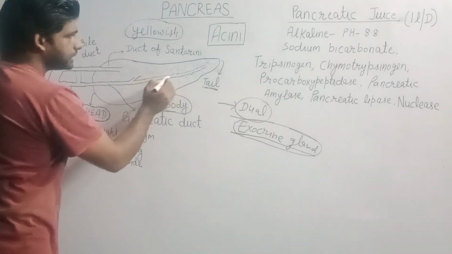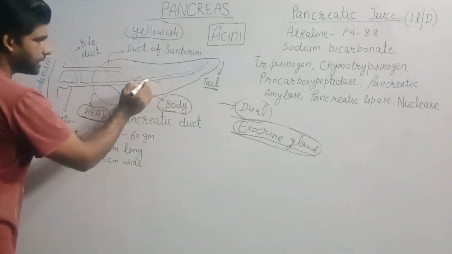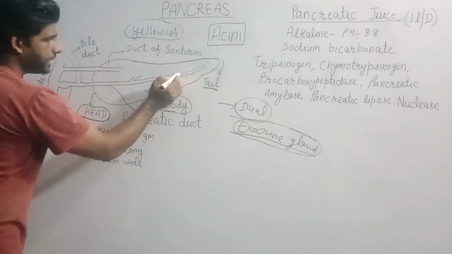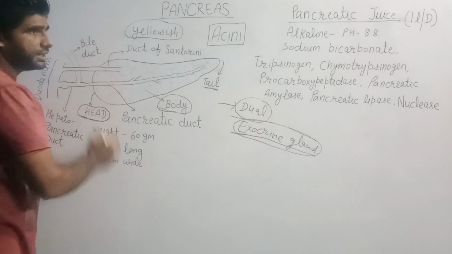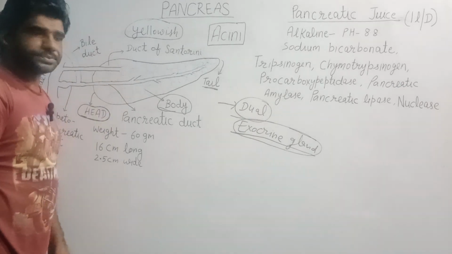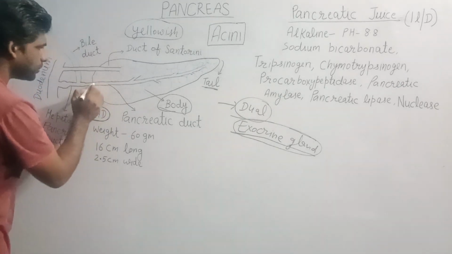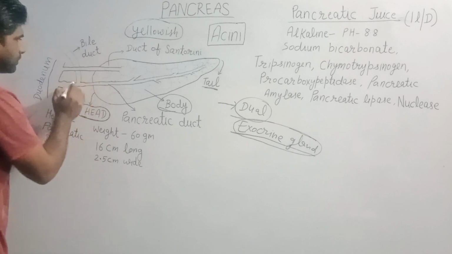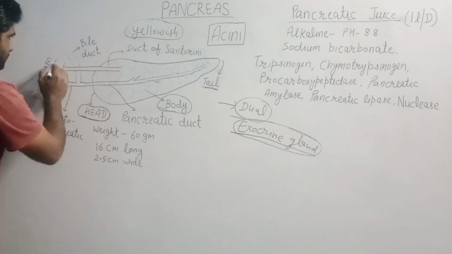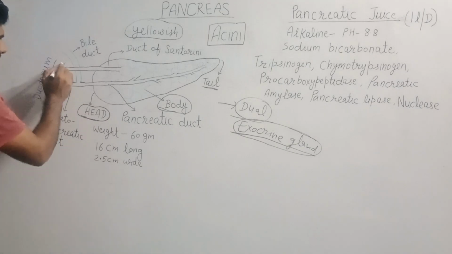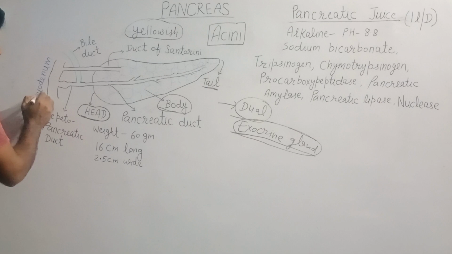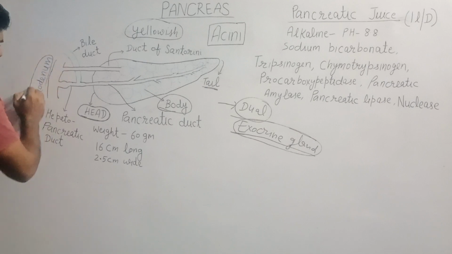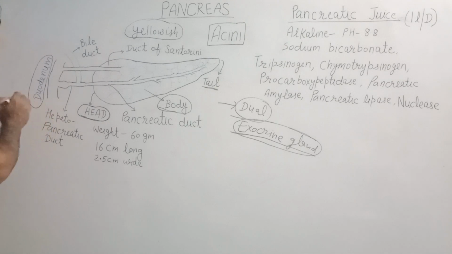From pancreas, pancreatic duct comes out. This is the pancreatic duct. It carries pancreatic juice and it transports pancreatic juice into small intestine. This is a portion of small intestine. The upper part of small intestine is called duodenum. So, pancreatic juice is transported into duodenum.